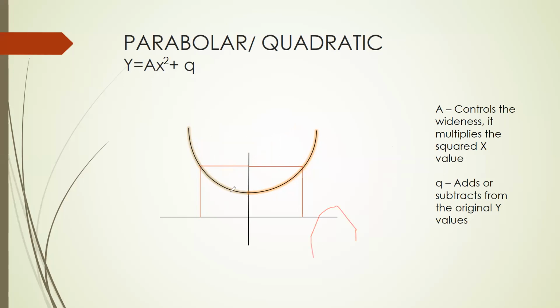Anything that looks curly like this, like a smiley face, is a parabola. It doesn't matter where it is, it's a parabola. This straight line has an equation.